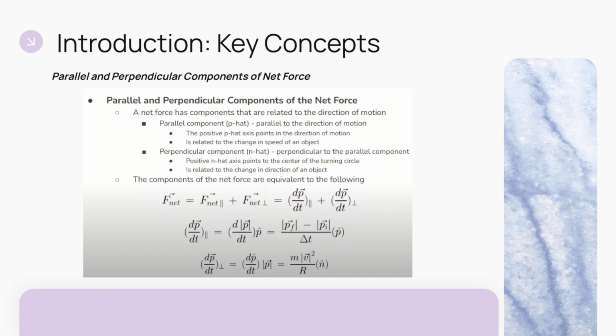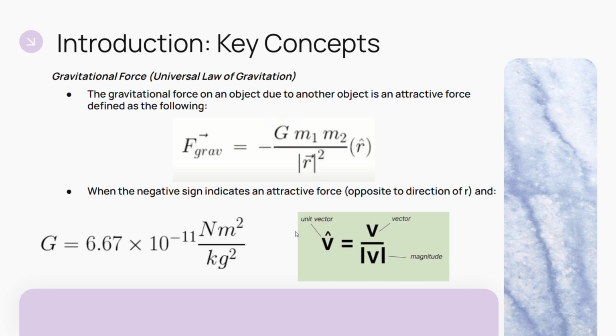Gravitational force, or the universal law of gravitation, is the gravitational force on an object due to another object, and it's an attractive force defined as the following: negative G m1 m2 over r squared times r hat. The negative sign indicates an attractive force. r hat is the unit vector, and then the formula is given.